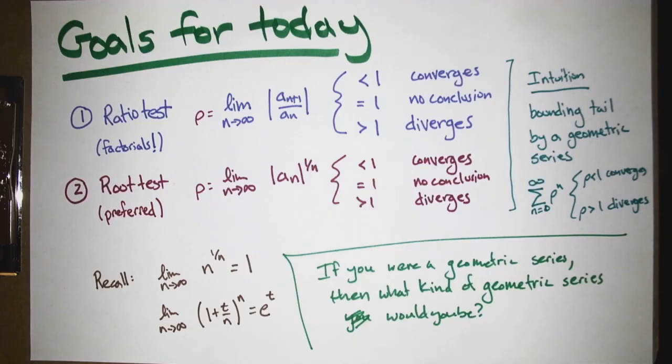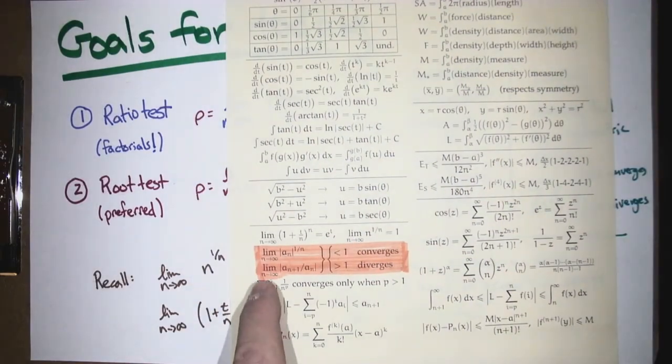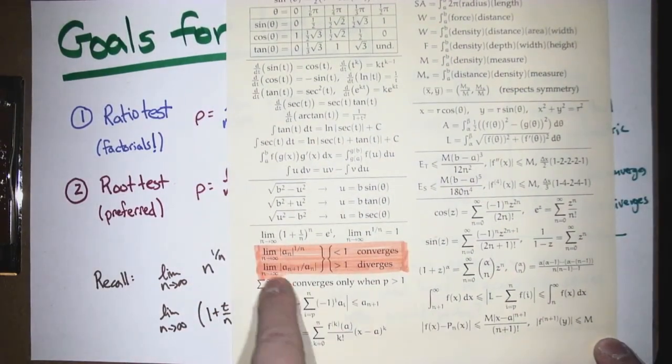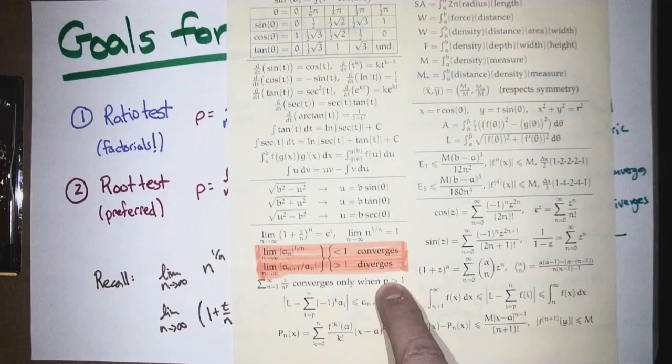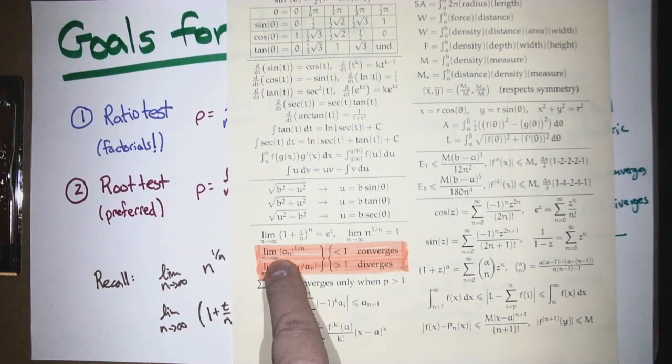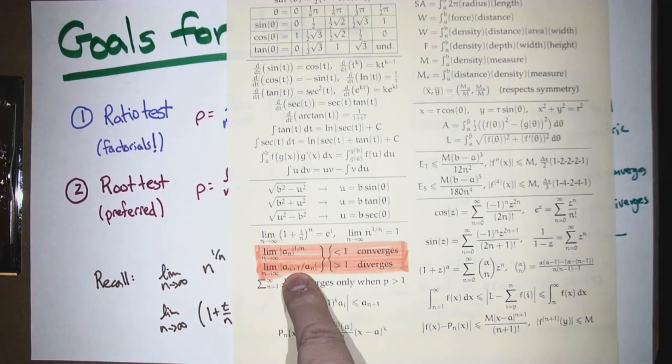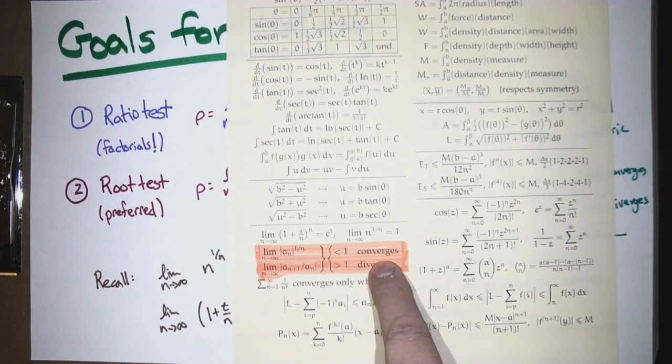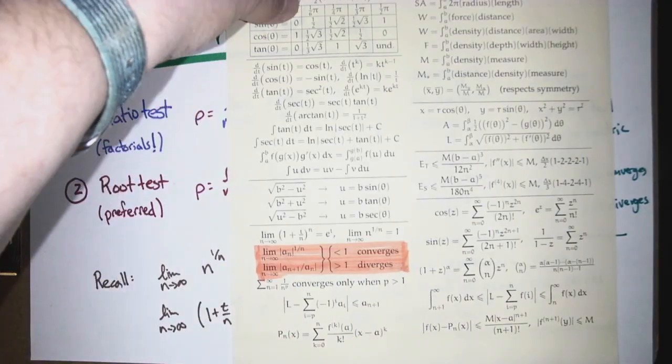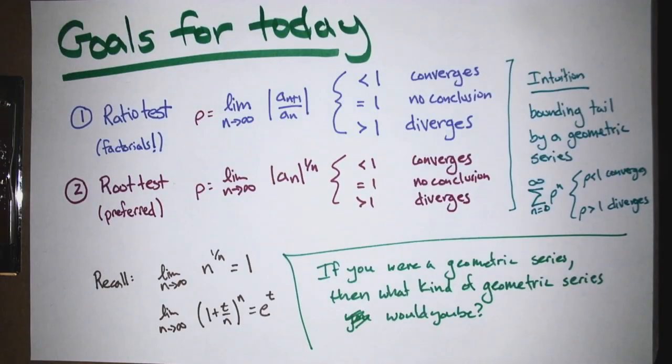And these are very important tests. I'd also like to note that they show up in the formula sheet. So they're here in the lower left corner. So you have your limits, your nth roots, and your ratios. And then you say, if it's less than 1, it converges. If it's bigger than 1, it diverges. And of course, if it's equal to 1, more work. And that'll happen. All right, so that's where we're going. That's our goal for today.